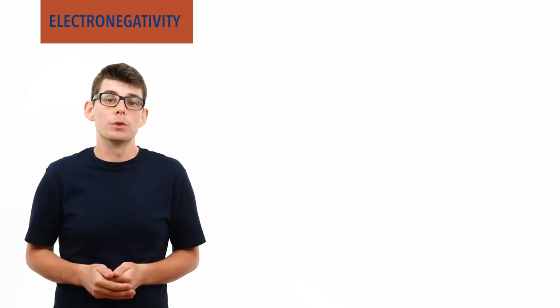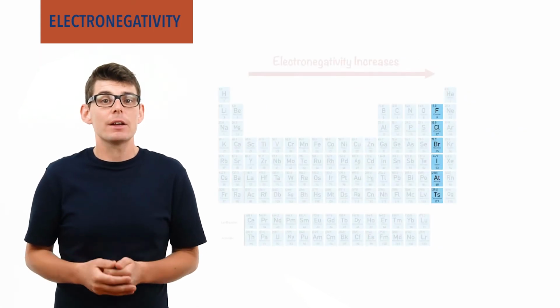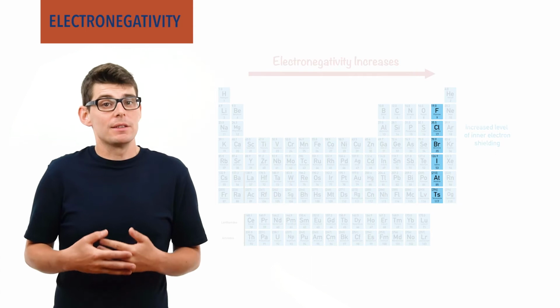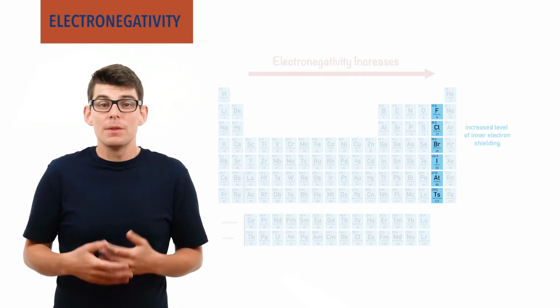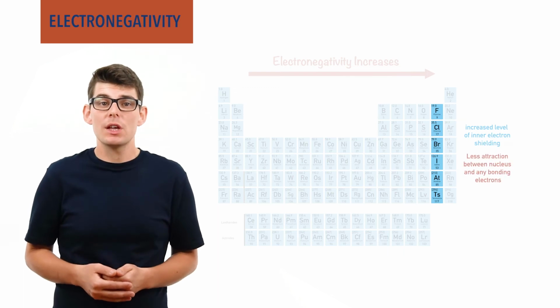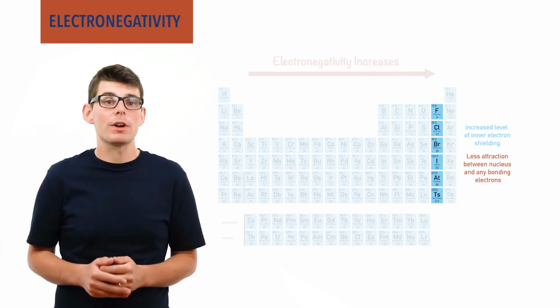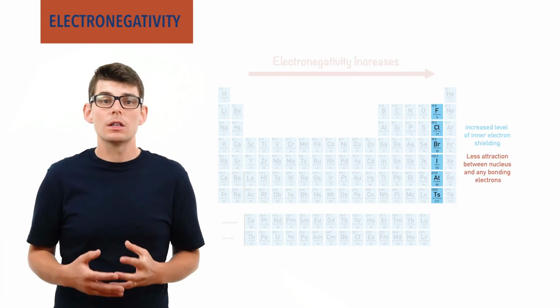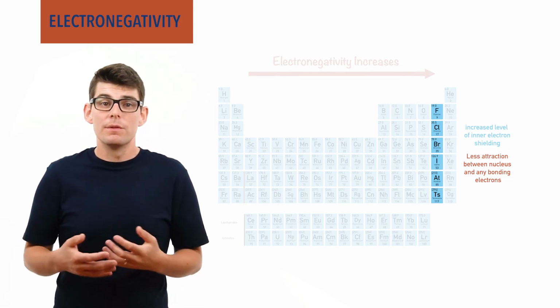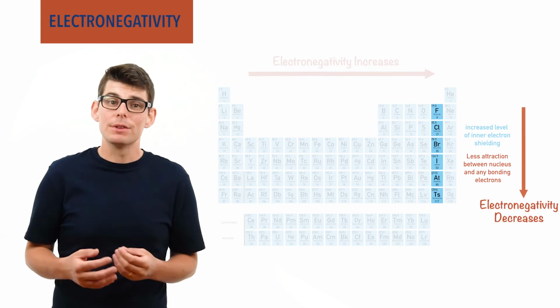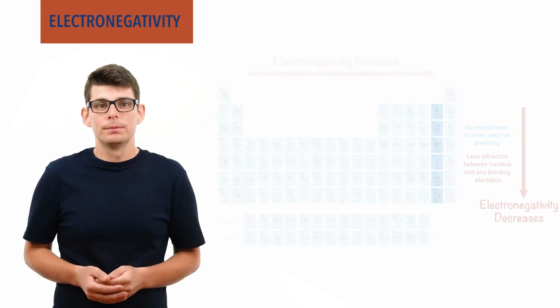The opposite is true as you go down a group. Inner electron shielding increases as there are more inner electron shells due to the atom getting larger. This means the outer electrons in the surface of the atom experience less attraction to the nucleus, making it harder for the atom to attract the electrons in the bond towards themselves. This is why electronegativity decreases down a group.